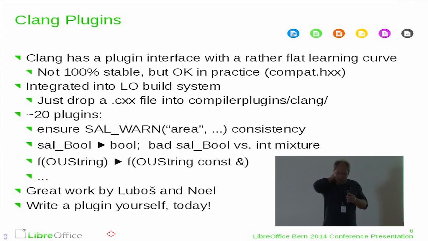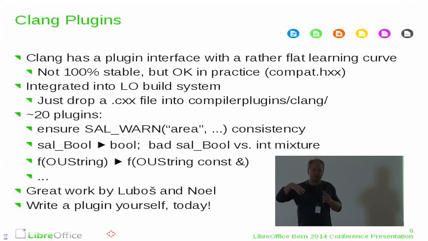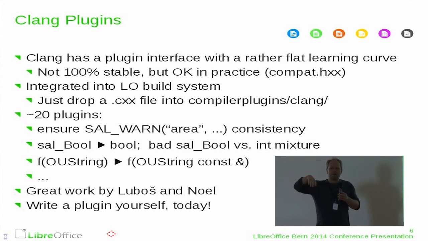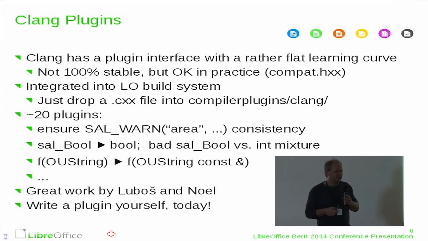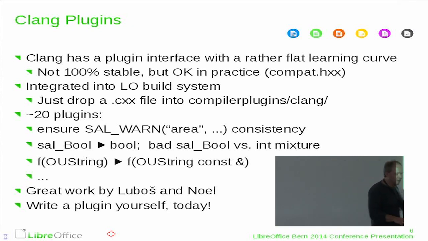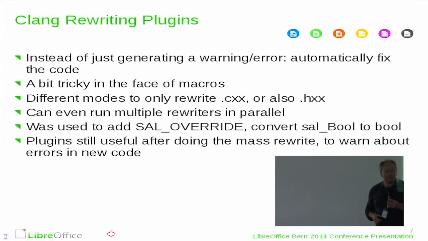Once we get too many, we'll maybe slow down the compiler too much, because each of these plugins in effect is a full traversal of the syntax tree. So when we have too many of them, it might slow down the compiler noticeably, and we'll need to think about optimizing the framework, or throwing away the ones that are outdated, or move them to the attic, or something like that. But for now, try it out.